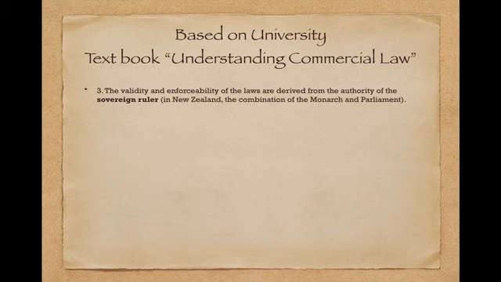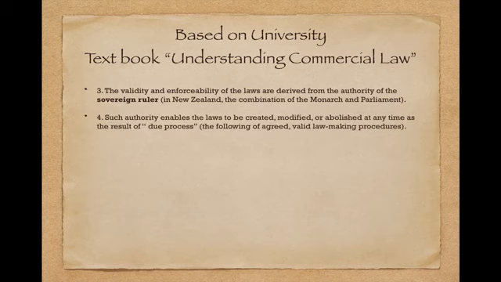The validity and enforceability of the laws are derived from the authority of the sovereign ruler. Now, in New Zealand, it is a combination of the monarch and the parliament. Such authority enables the laws to be created, modified, or abolished at any time as a result of due process, the following of agreed valid lawmaking procedures.